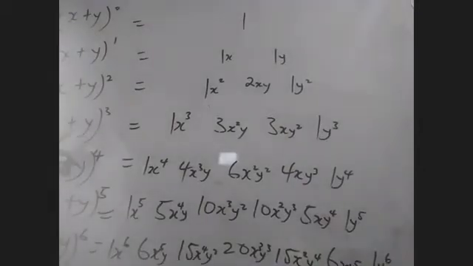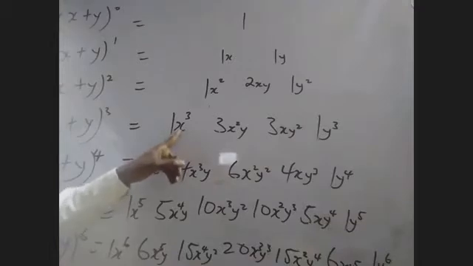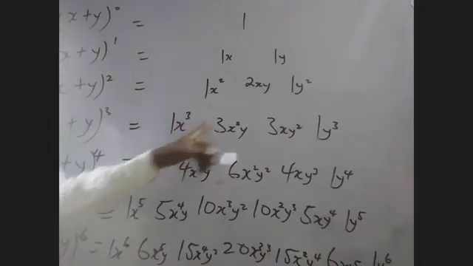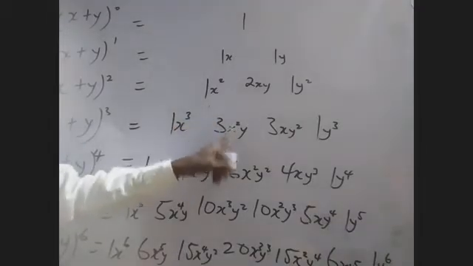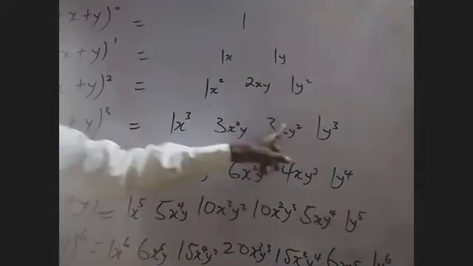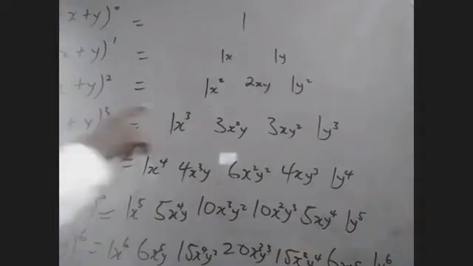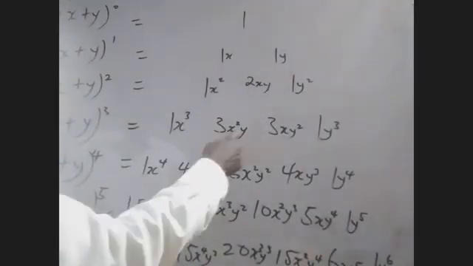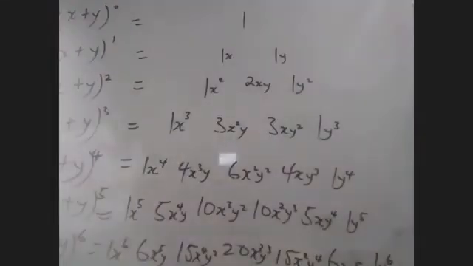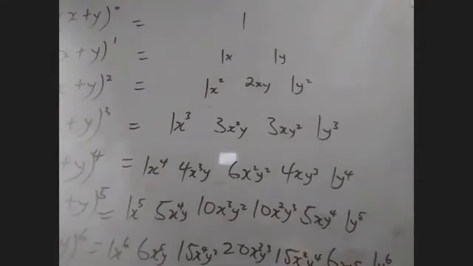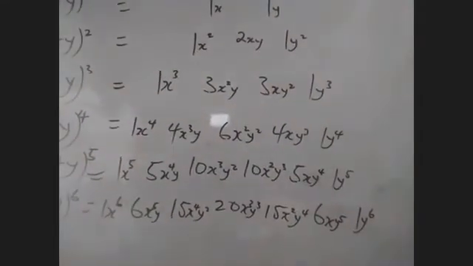Now, when we come to x plus y raised to the power of 3, find out that the first coefficient gives you x raised to the power of 3, there is no y. Then when x reduces to 2, you have 1y. Then when x reduces to 1, what I want you to note is that when x is decreasing, the power of y is what? Increasing. So that is how you solve with it.